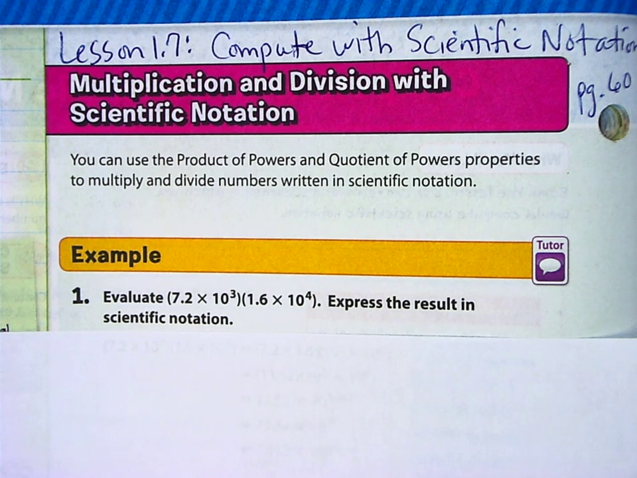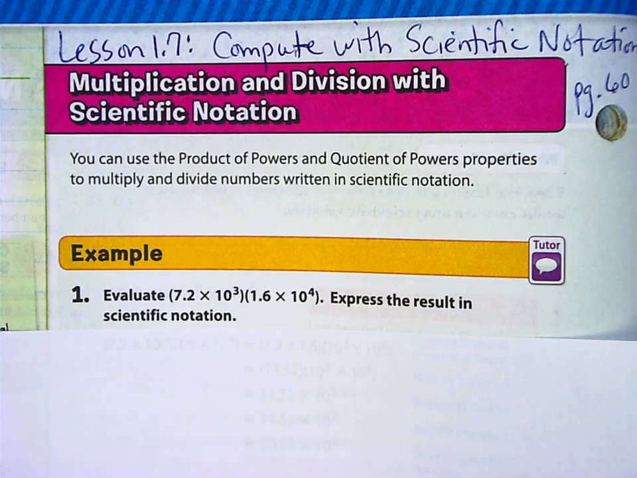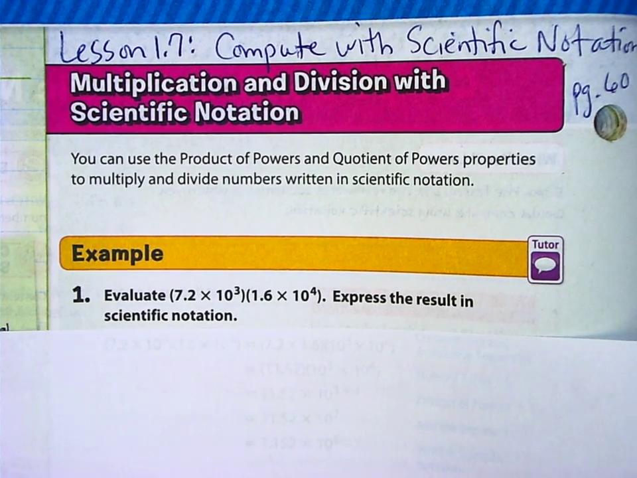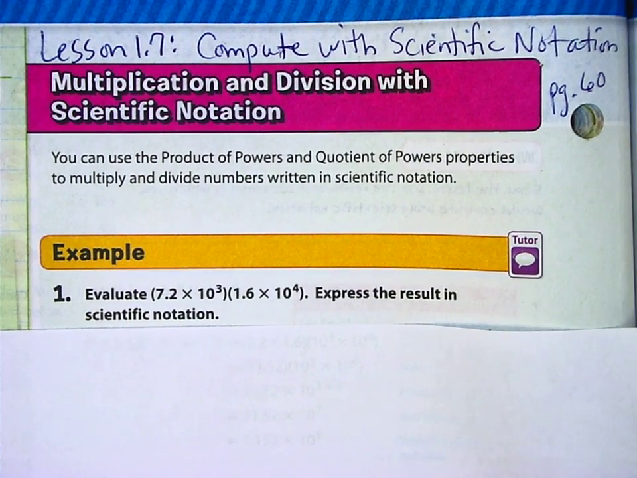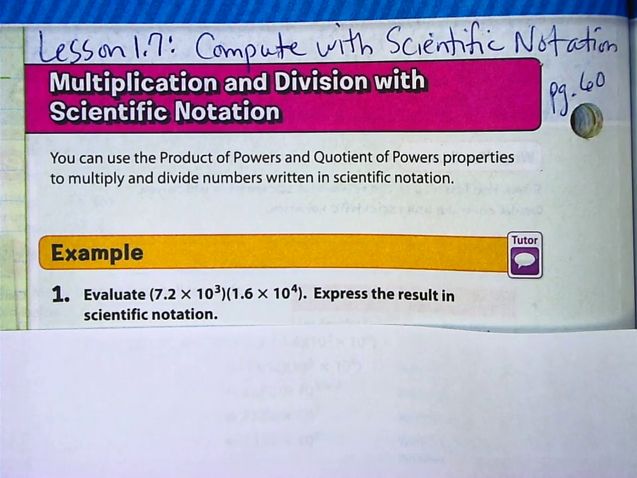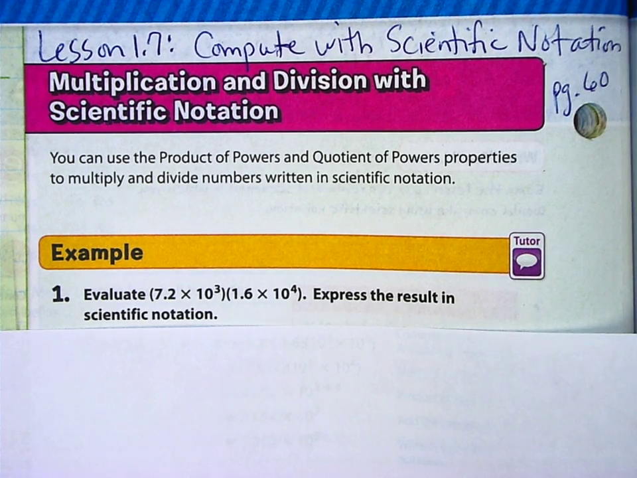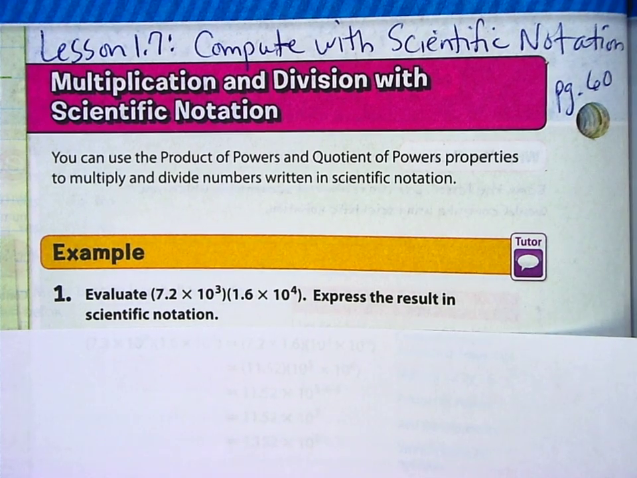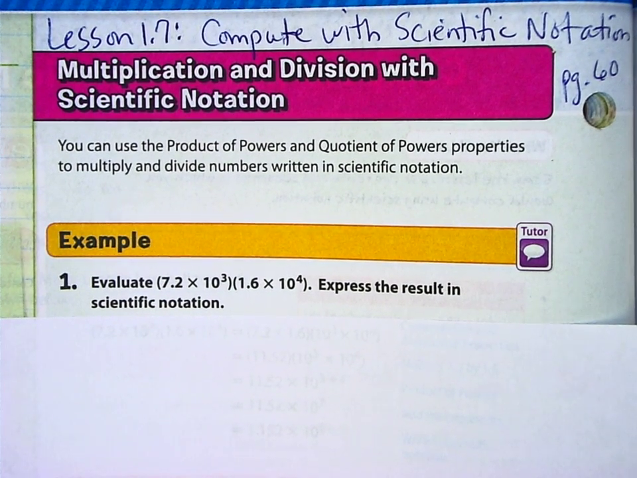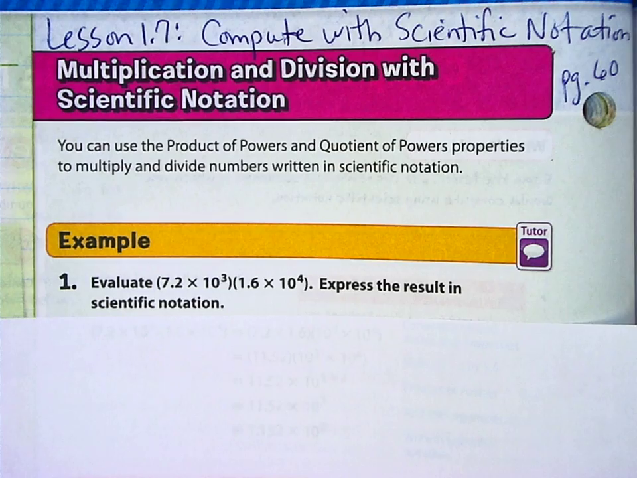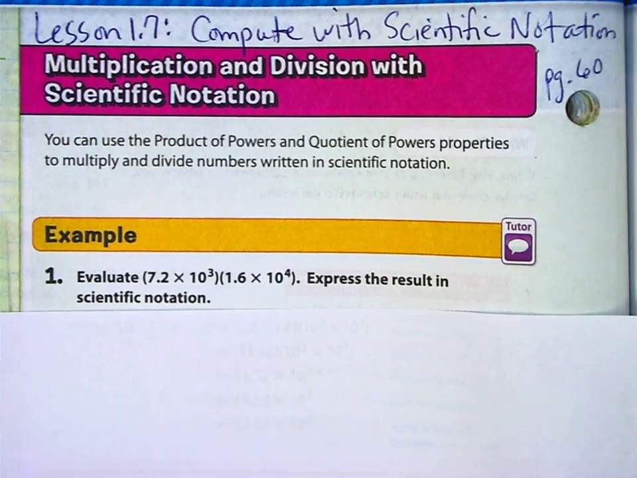Okay, we are on page 60 and we're going to go over lesson 1.7, compute with scientific notation. If you are not there in your book, go ahead and pause the video and open up your book. We're going to look at problems that involve scientific notation, multiplying and dividing. How do we multiply and divide scientific notation?